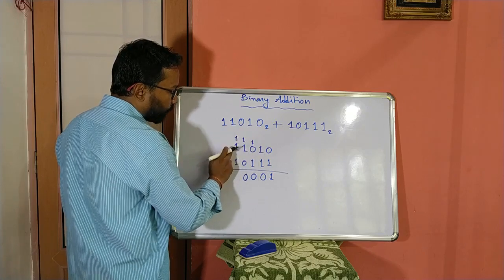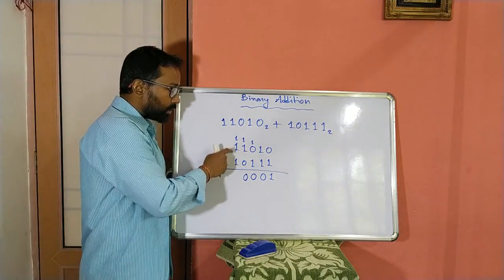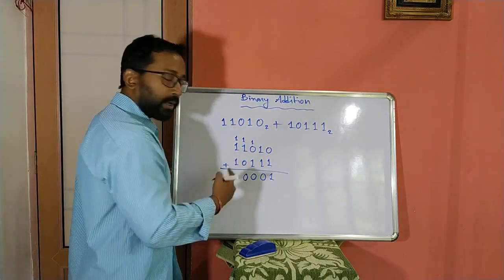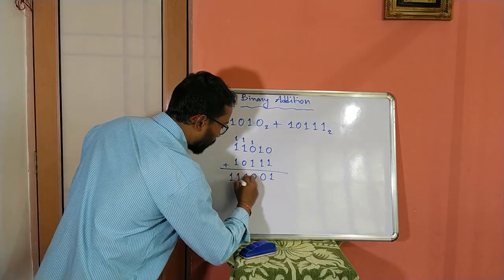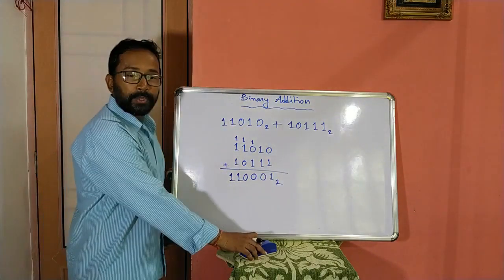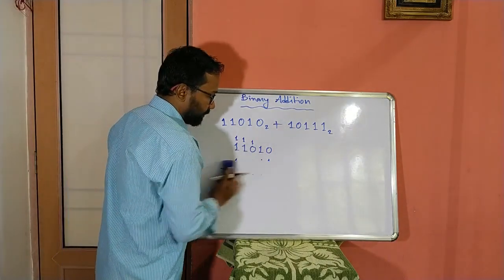Now here 1 plus 1 plus 1, 3 ones. So here 1 plus 1 is 10, that 10 plus 1 is 11. Or you can remember 1 plus 1 plus 1 is 11. So we write 11. This is that. So I hope you understood this binary addition. Now we will go to binary subtraction.